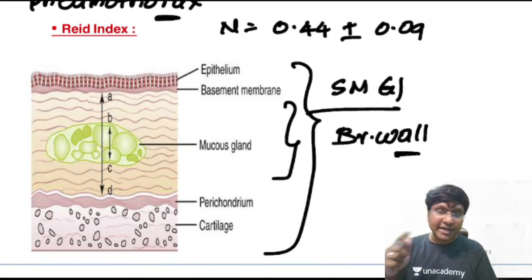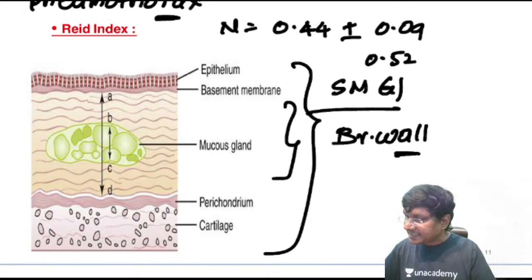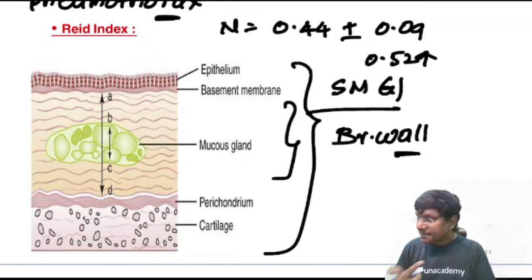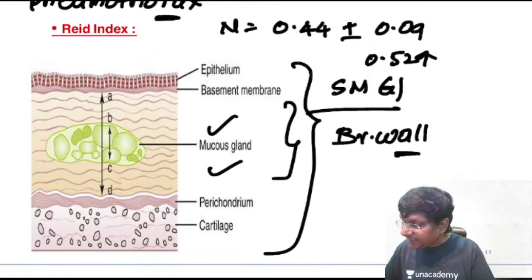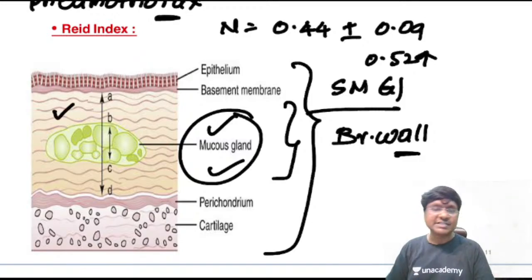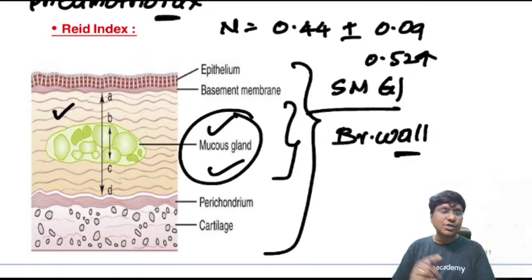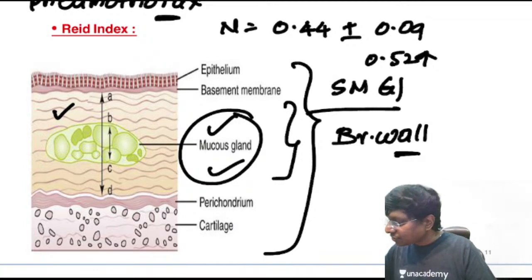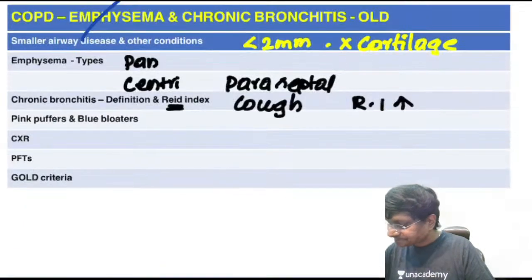But what will happen in chronic bronchitis? In chronic bronchitis, it is increased, up to 0.52. Why is that? Because there will be hypertrophy and hyperplasia of the mucous glands. So the numerator will be increased, so the Reid index also will be elevated. So that is about the Reid index in chronic bronchitis.